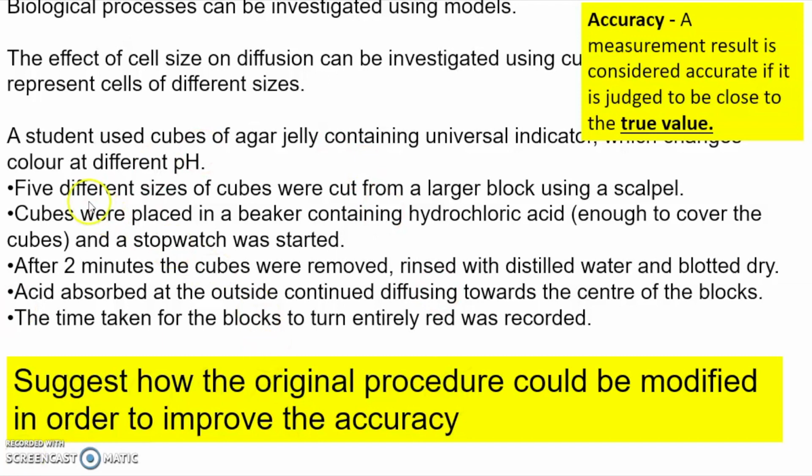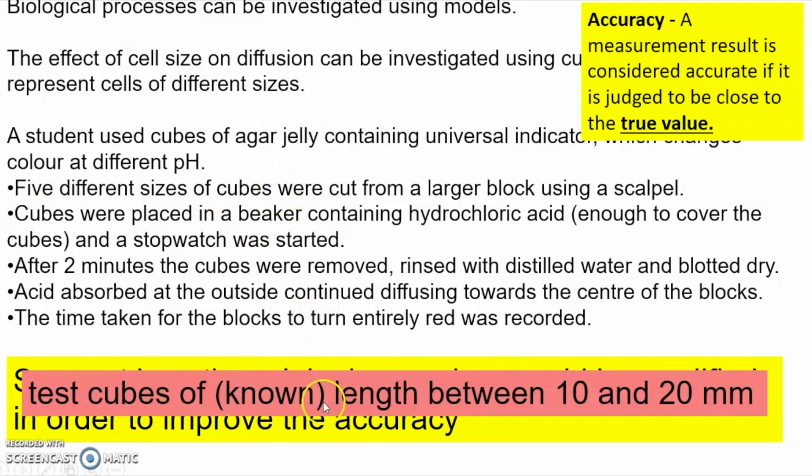Looking at the procedure, we can see the one thing that wasn't controlled was the different sizes of cubes. So in order to improve the accuracy and make sure that the data set is as close as possible to your true value, you would need to control the sizes of those cubes. To get that 1 mark, all you need to do here is test cubes of known length between 10 and 20 millimeters. So that was a simple 1 mark question linked to accuracy.